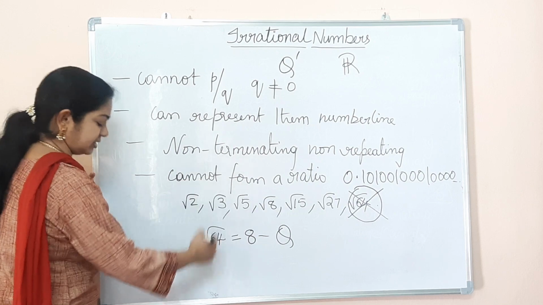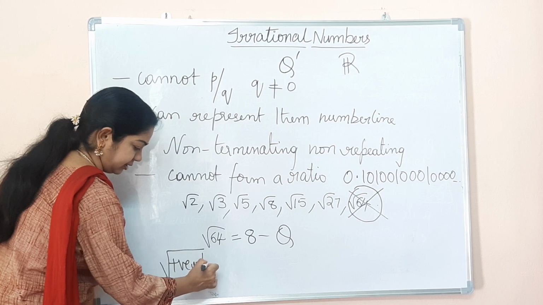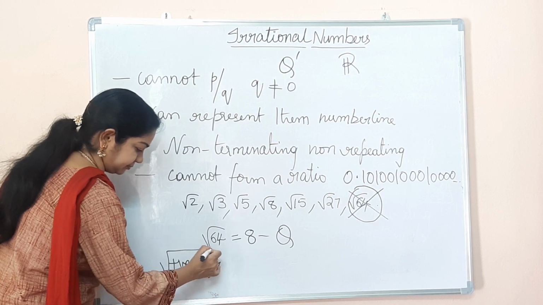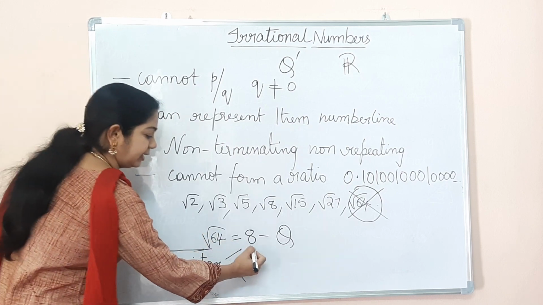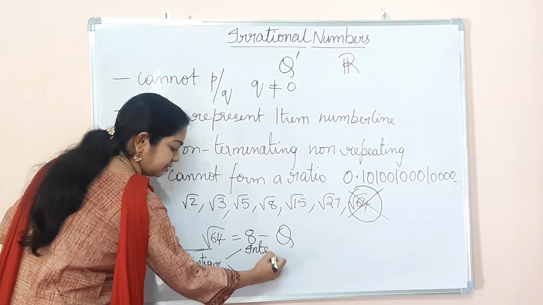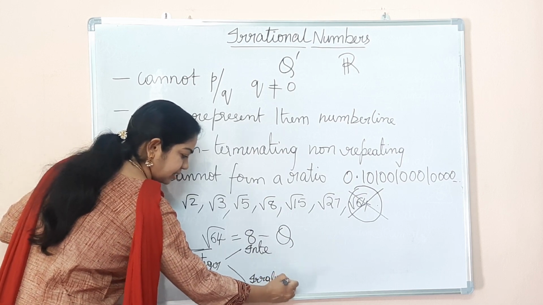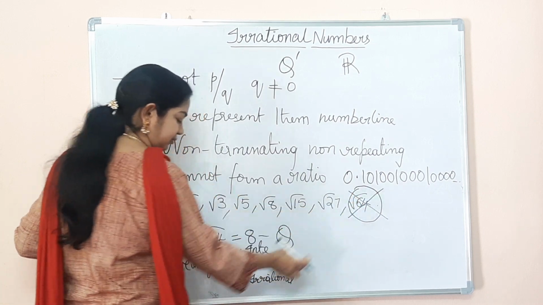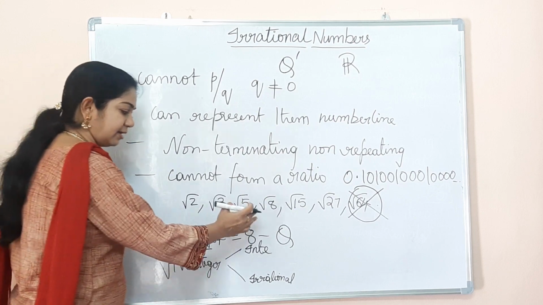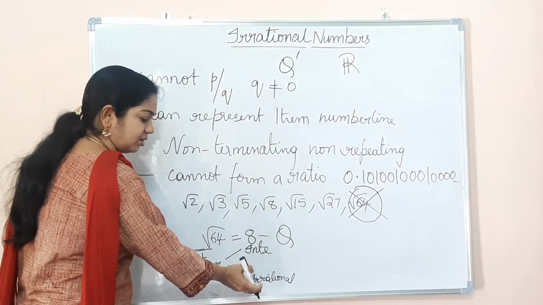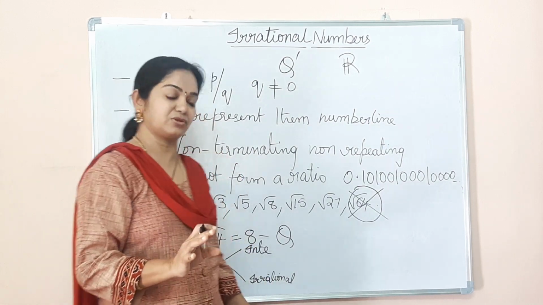From this we can justify that if I take a positive integer under a square root, there are two possibilities. The answer may be an integer or irrational. So for root 64, here you got an integer. So all the numbers under square root may be integers or irrational. So all irrational numbers need not be numbers under square root.